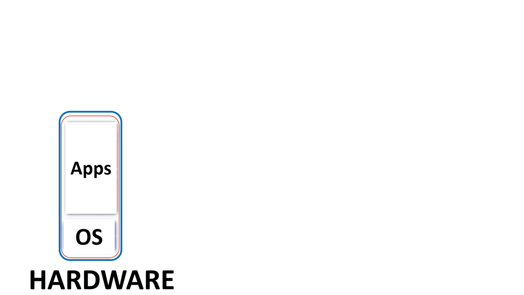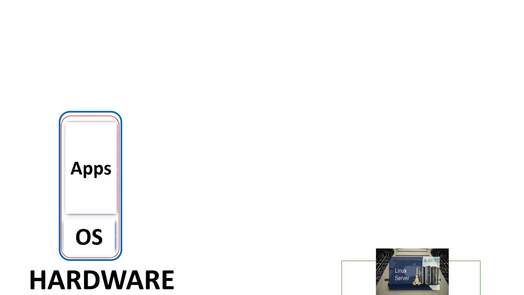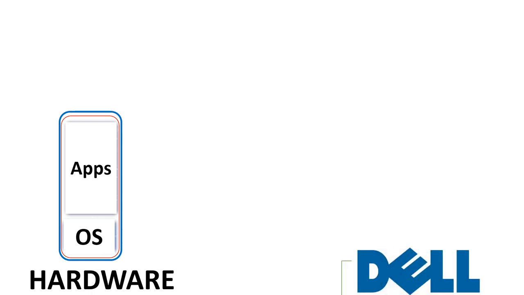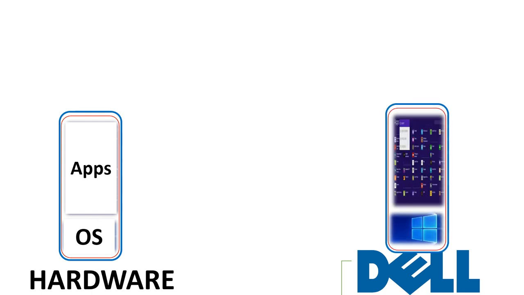So that's it. For instance, let's have that example. We have Dell, and on top of Dell, what do we have there? We have an operating system. And what's the name of the operating system? It's Windows 10. And on top of Windows 10, we have a number of applications. So that's the normal architecture of the computers that we use on a daily basis.